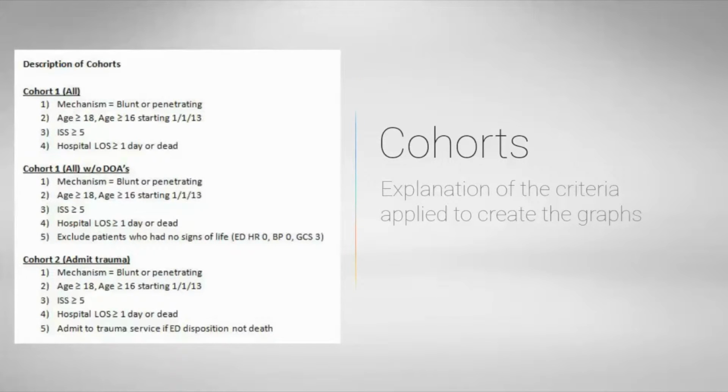The description of cohort section provides information on the different ways in which the patients may be grouped. For example, when you see a graph indicating cohort 2, this includes all patients that had a blunt or penetrating mechanism and who had an age greater than or equal to 16 starting January 2013, and an ISS of greater than or equal to 5, and had a hospital length of stay greater than 1 or dead, and were admitted to the trauma service if ED disposition was not death.